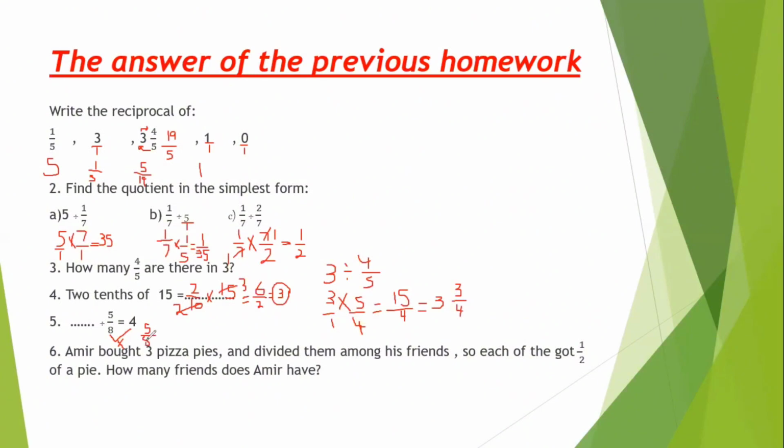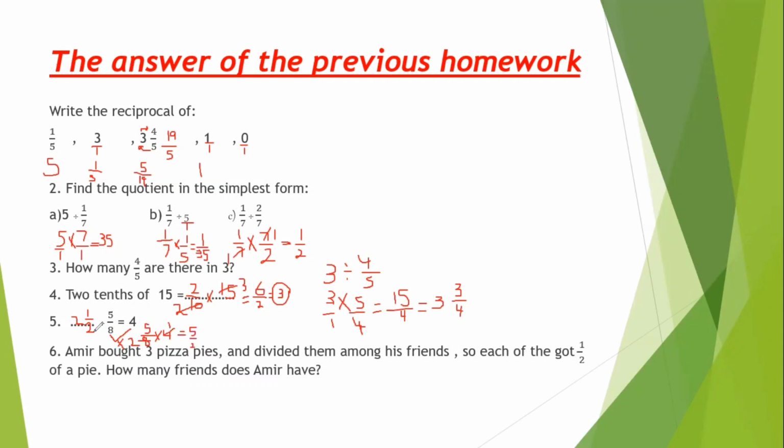5 over 8 times by 4. When you multiply, you can simplify. Divided by 4 equals 1, divided by 4 equals 2. So the answer is 5 over 2, or 2.5. You can write it 5 over 2 or 2.5, the same.